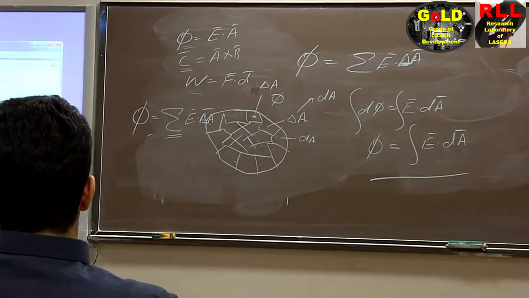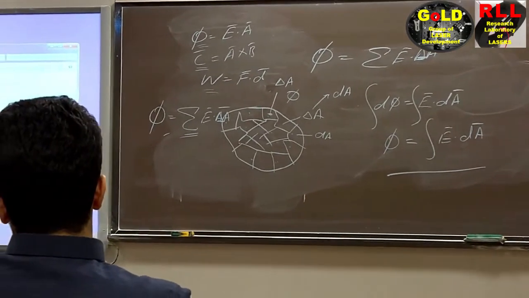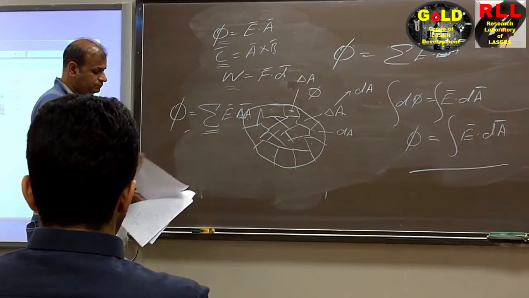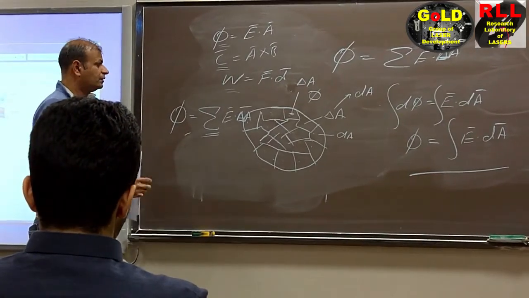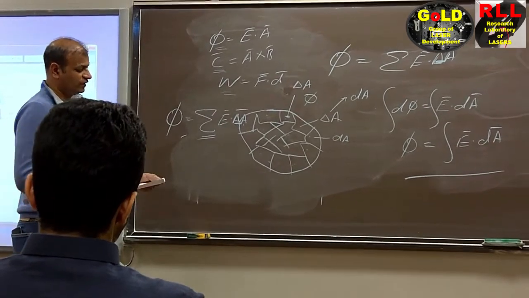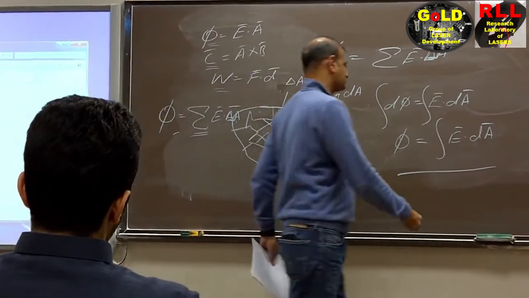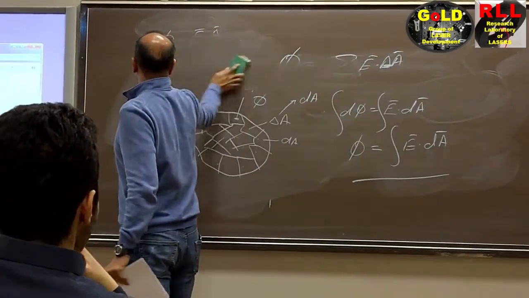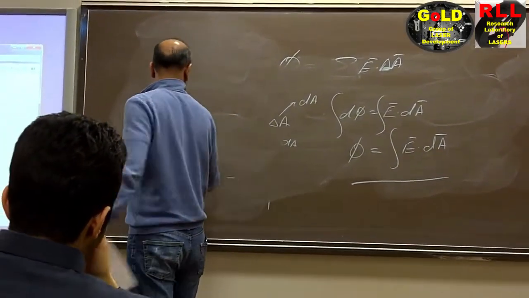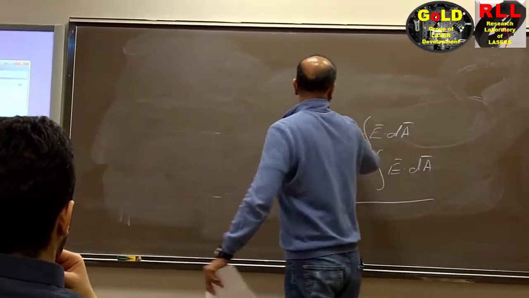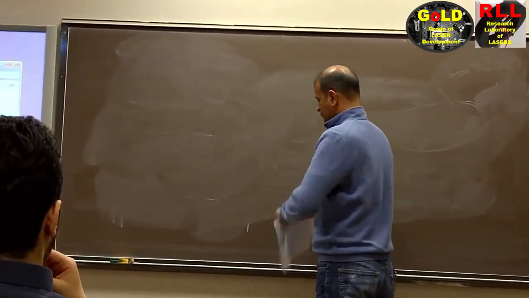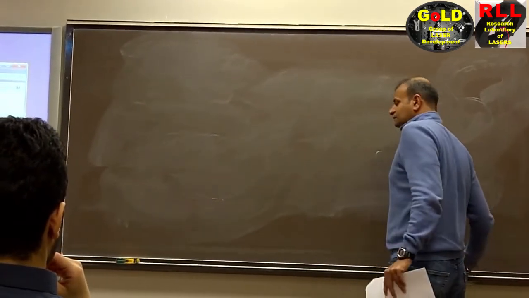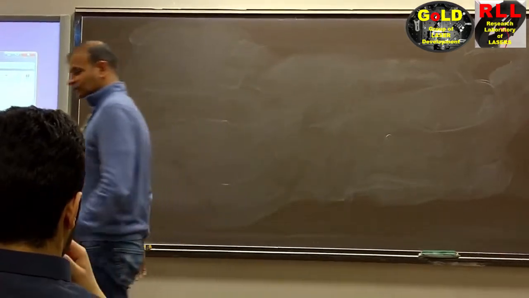Now there is one example actually how to find out the flux in your book. Simple. Do you have book, by the way? No book? Nobody? No book?